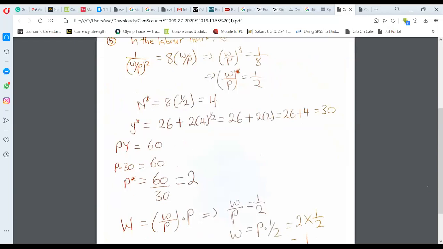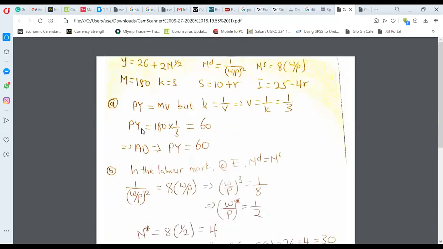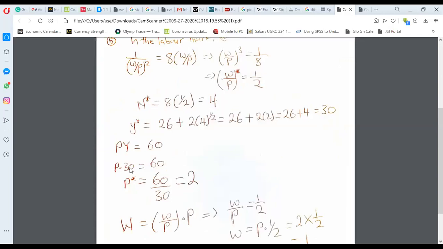So we move on to price level. We're supposed to find price. From our AD, we said that P times Y should be equal to 60, right? And now we know Y, so just put the value of Y here. PY is equal to 60, and Y is 30. So P times 30 should give us 60. Finding P, 60 over 30 becomes 2. So your price level is 2. This one too, are we okay?